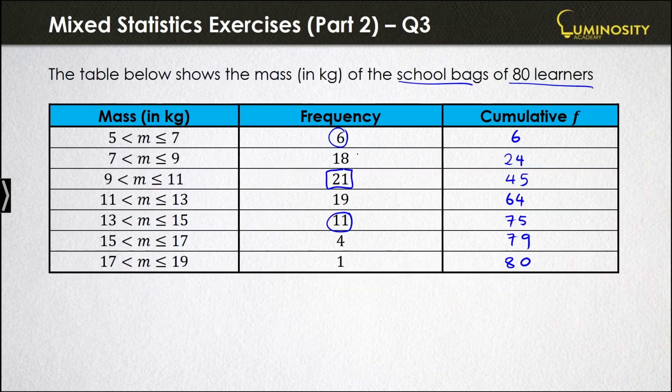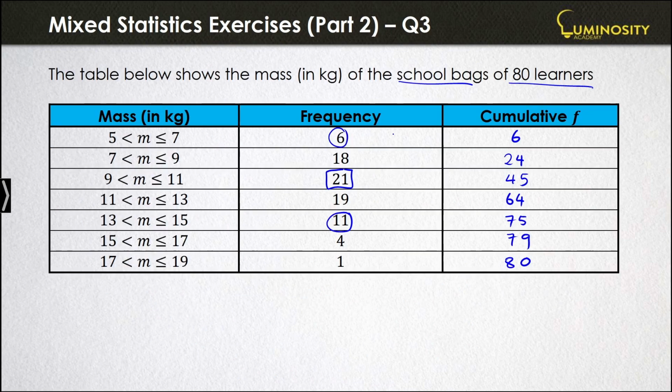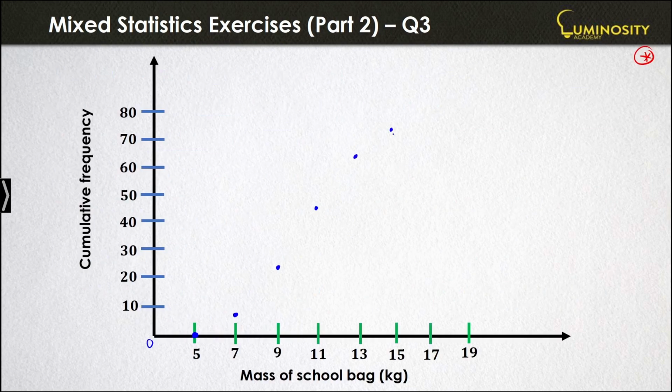Then I'm going to have 15 and 75. So 15, 75 is over there. Then I'm going to have 17 being with 79. So that's going to be just before 80. And then the 19th one ends at 80. So over there. Okay, so if I connect that, make sure you're always connecting from your ground point, where your interval starts, in this case 5. And we draw our ogive curve.